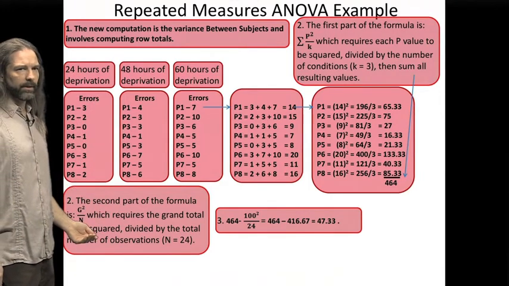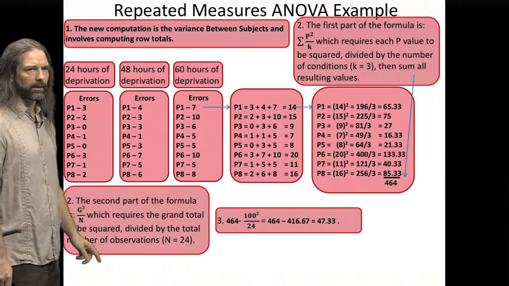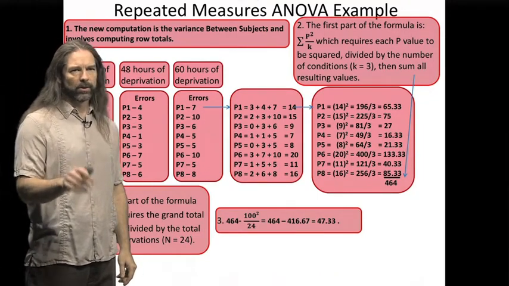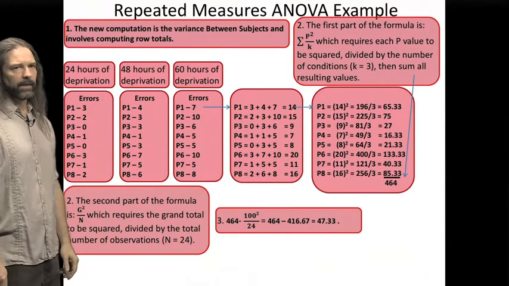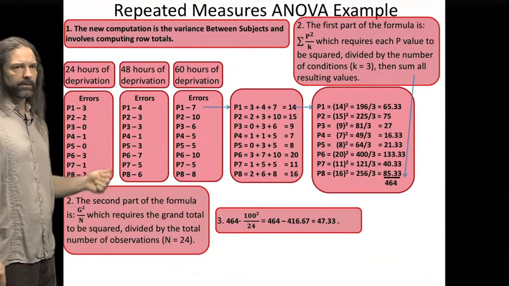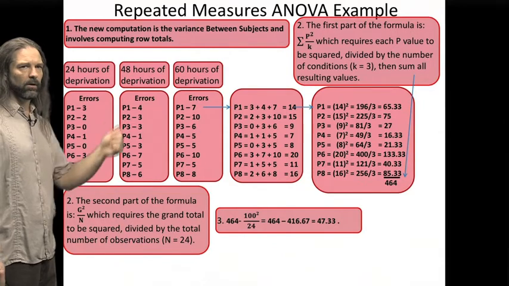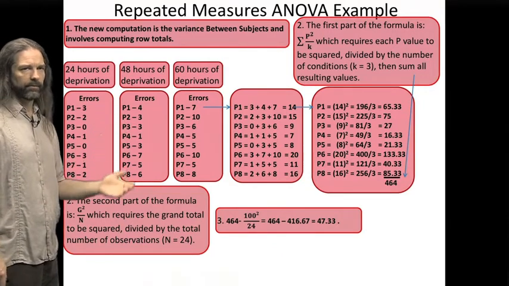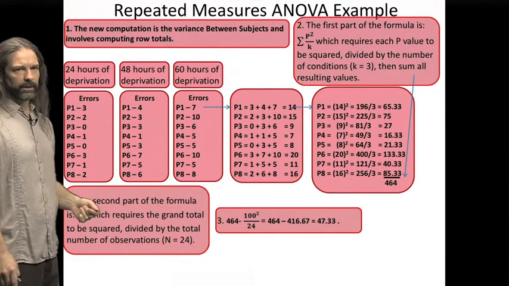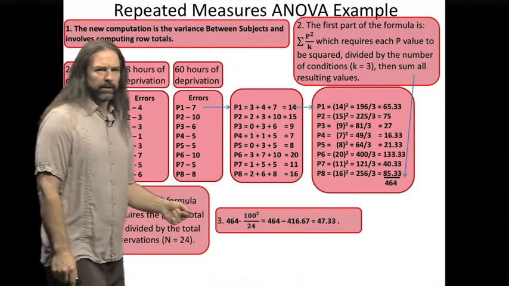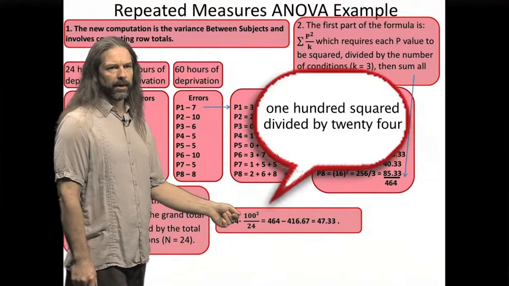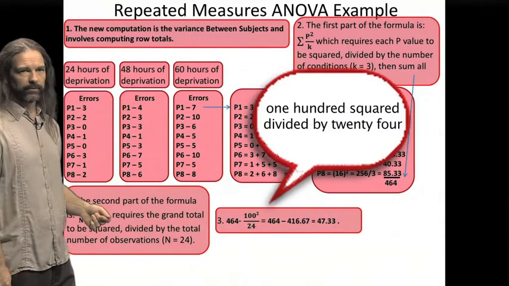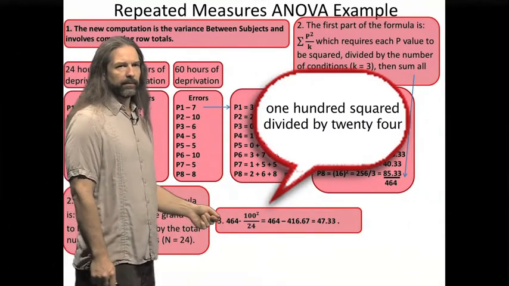The second part is g squared divided by capital N. G is the grand total. We're not dealing with a mean right now, it's just the grand total. So another way of saying that is, what is all of the errors added together? So basically I would add all the columns of errors, 3 plus 2 plus 0, etc., 4 plus 3 plus 3, all of those together. That's going to give me G. So in this case, it turns out that the total number of all those errors is 100. And then I'm going to need to divide that by capital N, which is the total number of observations. So that's going to be 100 divided by 24.